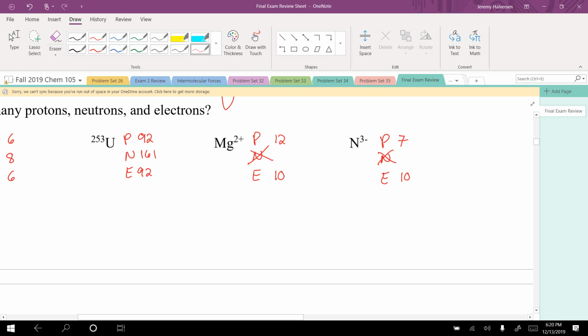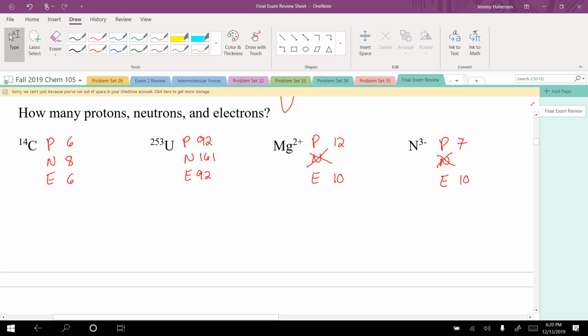Do those look right to you? Okay? Yeah. Figure out the neutrons. Good question. The question is, why can't I figure out the neutrons for these, and why not? I don't know the mass. So I know the average mass, but not the actual mass of these ones. Does that make sense?